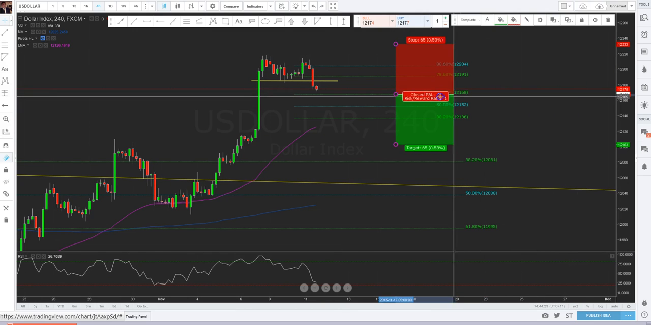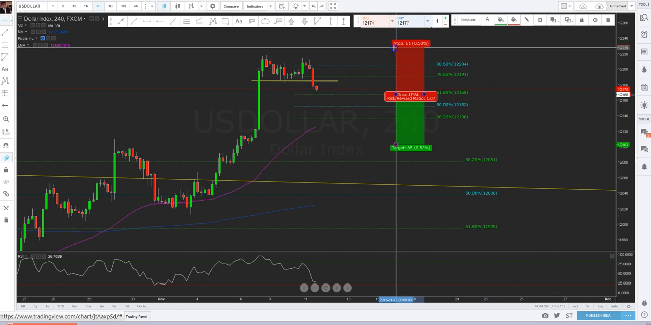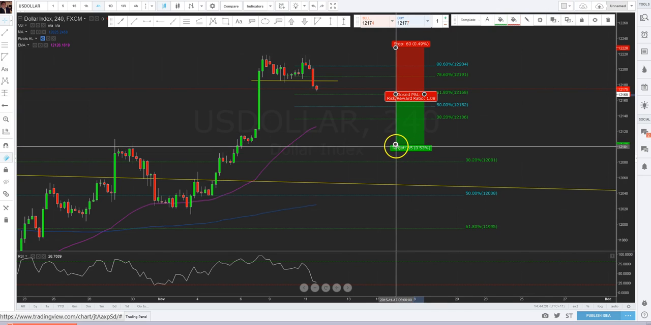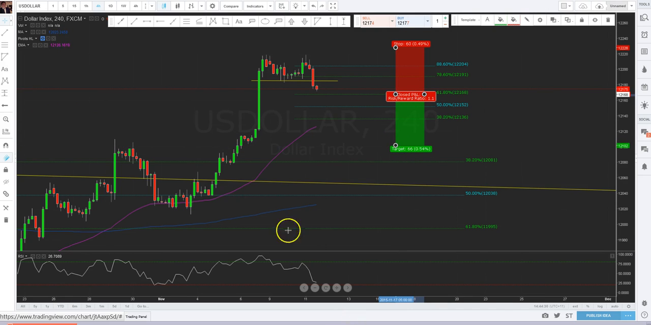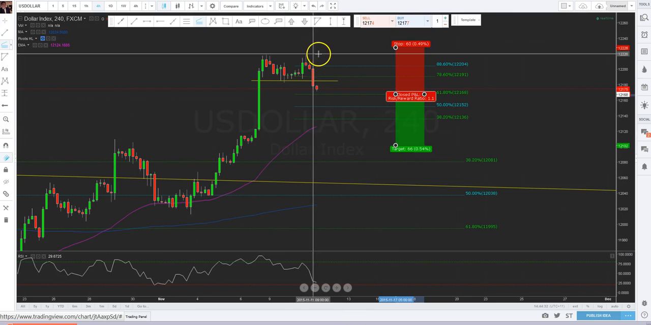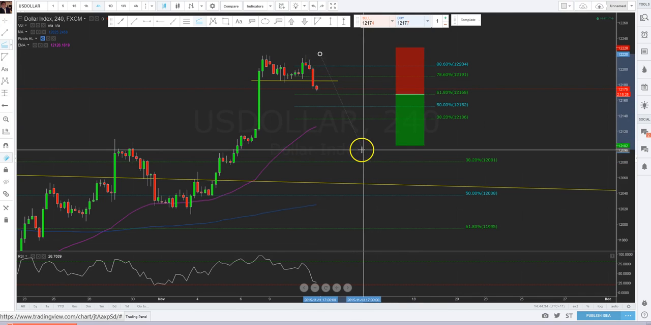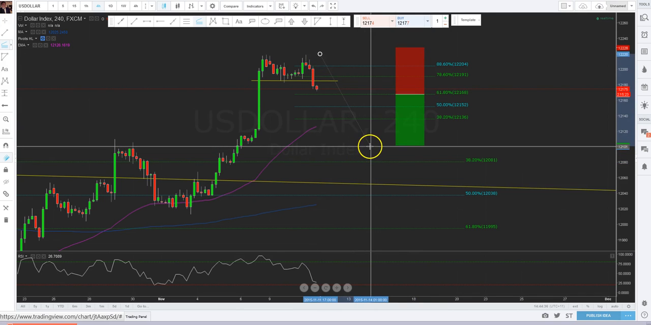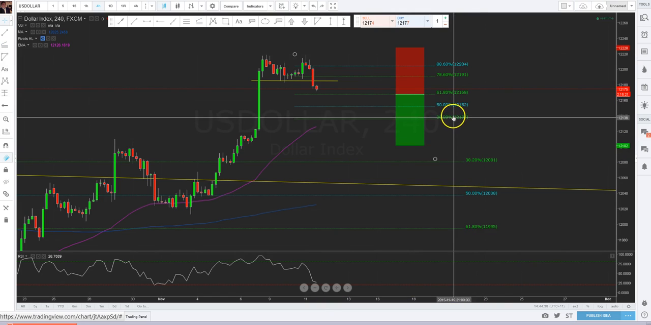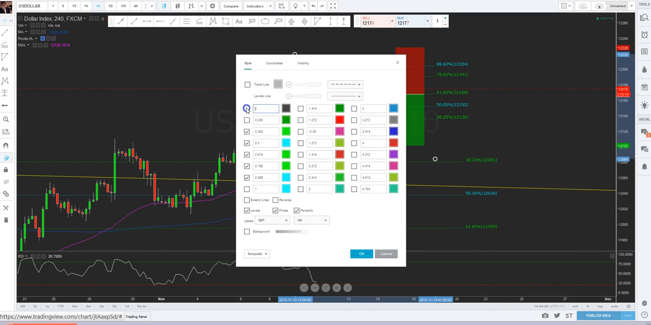So that's that there. And your targets will usually be the 127 extension. Okay, so if I draw that from swing low, and let's just say the price stopped there, for example. Just drawing, sorry, I forgot to put in the 0. Here we go. 0. Right.